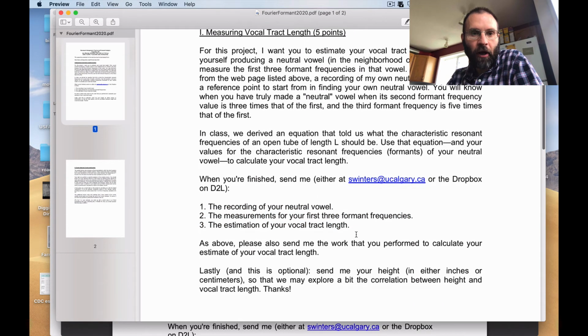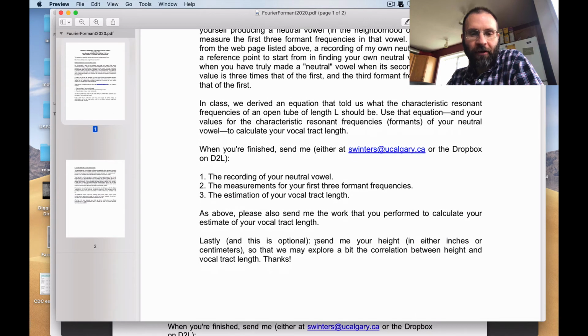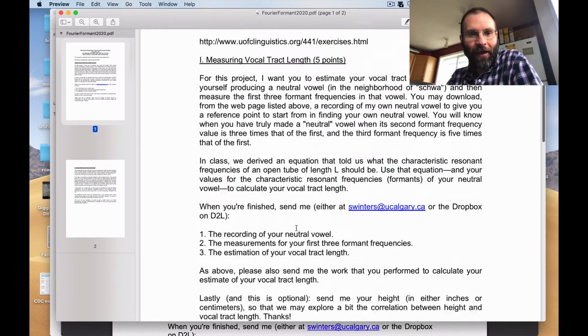Lastly, for this part, send me your height too if you want to. I know that's personal individual information, which you might not want to share, but if you do, it's kind of fun because then we can see what connection there is between your vocal tract length and your height. Usually there is a correlation, although it's not perfect. Okay, so that part is optional.